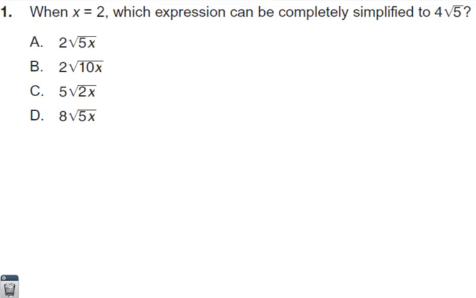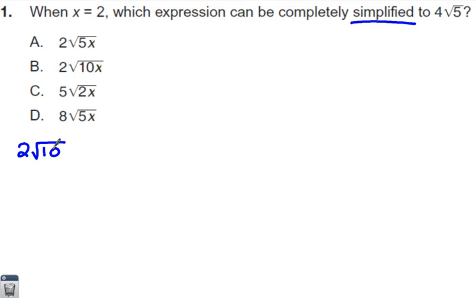So, this question is talking about simplifying square roots. Well, I say in this kind of situation, let's just literally go through every choice to see which one does or would simplify to 4 root 5 if you let x equal to 2. So choice A, if you plugged in 2 for x, this would literally become 2 root 10.